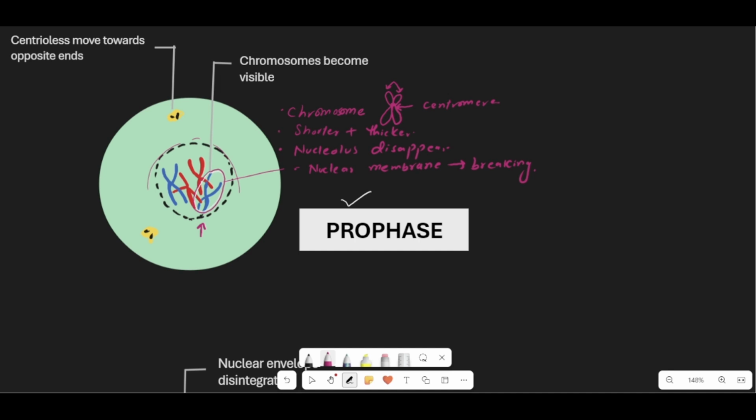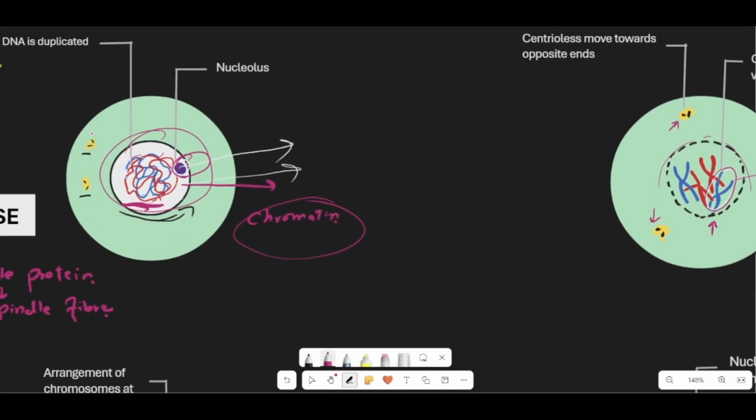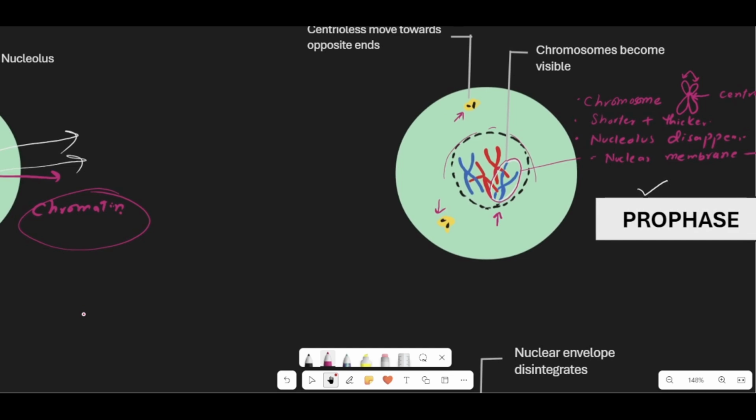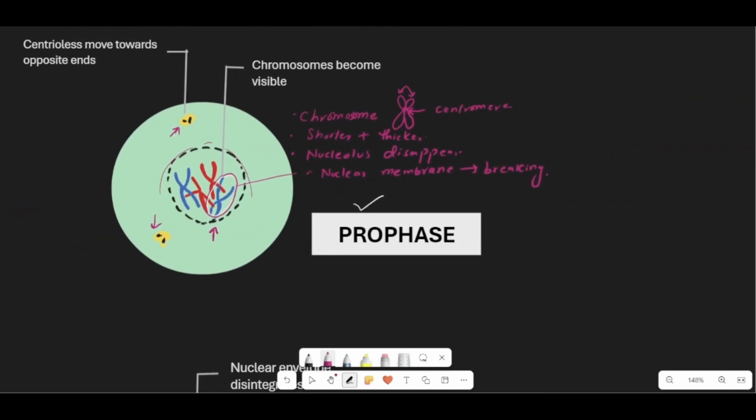Now the fifth important change is the position of the centrioles. Previously in the interphase, these centrioles were lined up very close to each other, but now they are moving towards the opposite poles of the cell. Once they reach this position, they are going to generate specialized structures which are termed spindle fibers. So not only are centrioles rearranging themselves and moving towards the opposite poles of the cell, but they are also going to generate the spindle fibers. Spindle fibers begin to form at the end of the prophase.